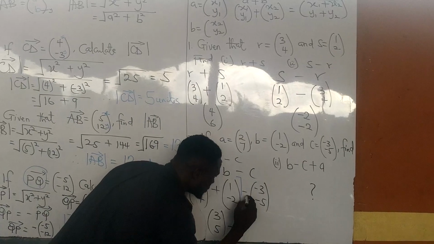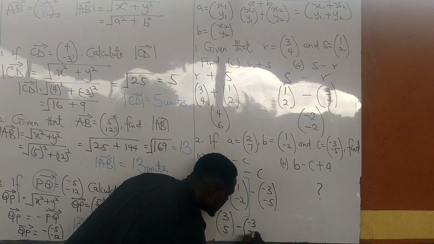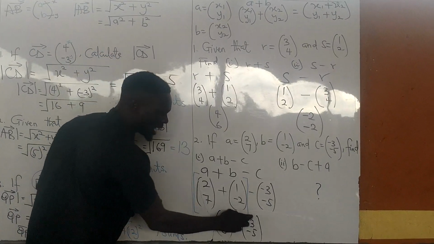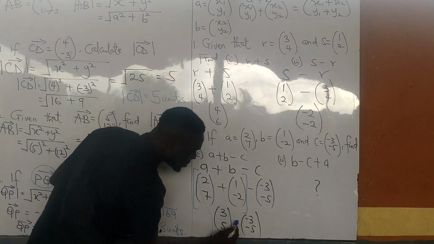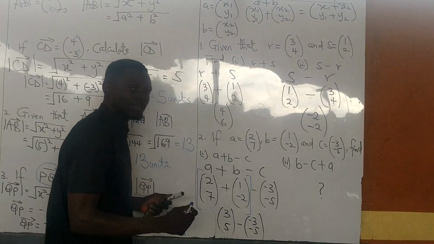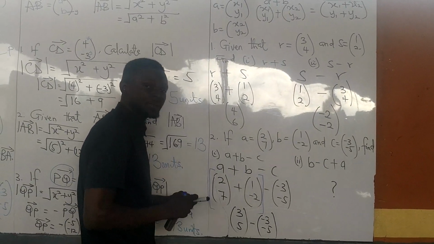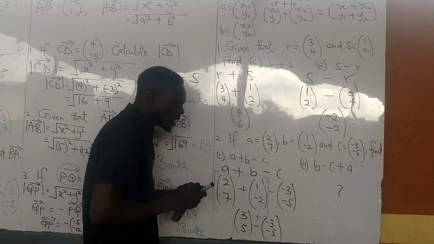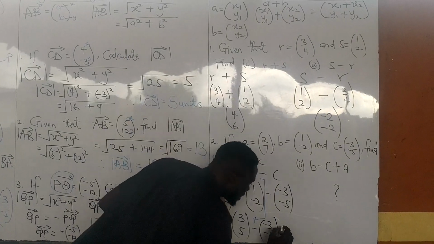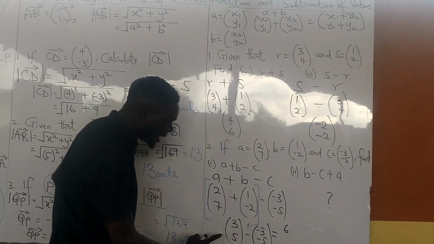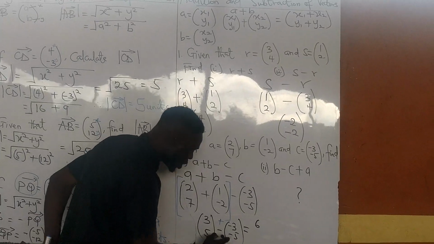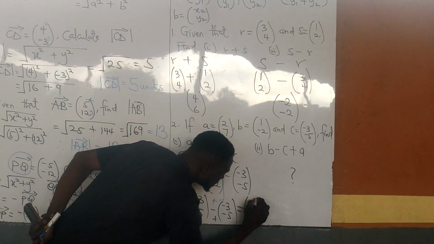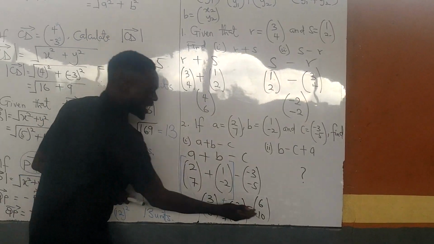Then I'll bring the next one, minus (-3, -5). Then you ask yourself, the x component, the x component. 3 minus negative 3. Negative, negative: when it meets, it changes to positive. So 3 plus 3 gives us 6. Then 5 minus negative 5, also negative, negative gives positive, so 5 plus 5 gives 10. So this becomes the answer for this.